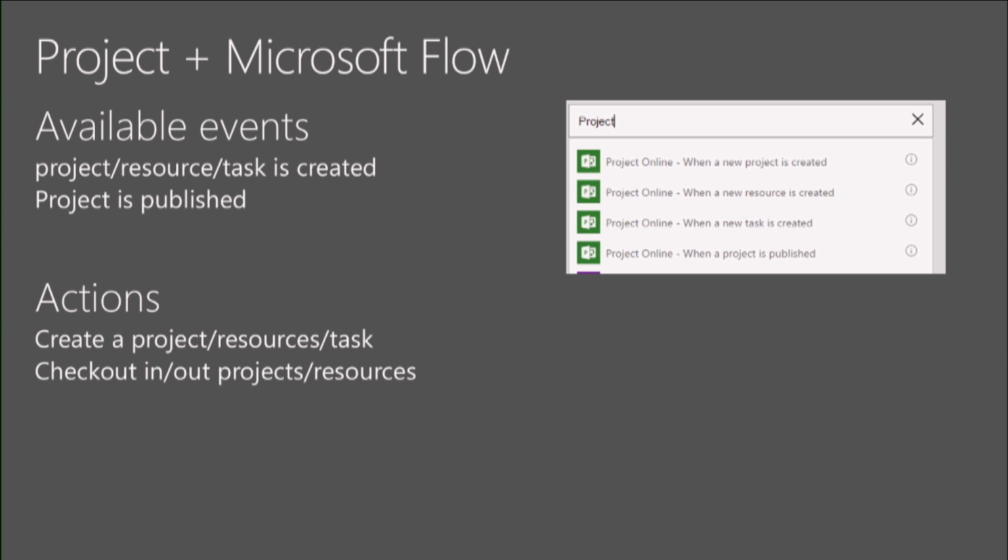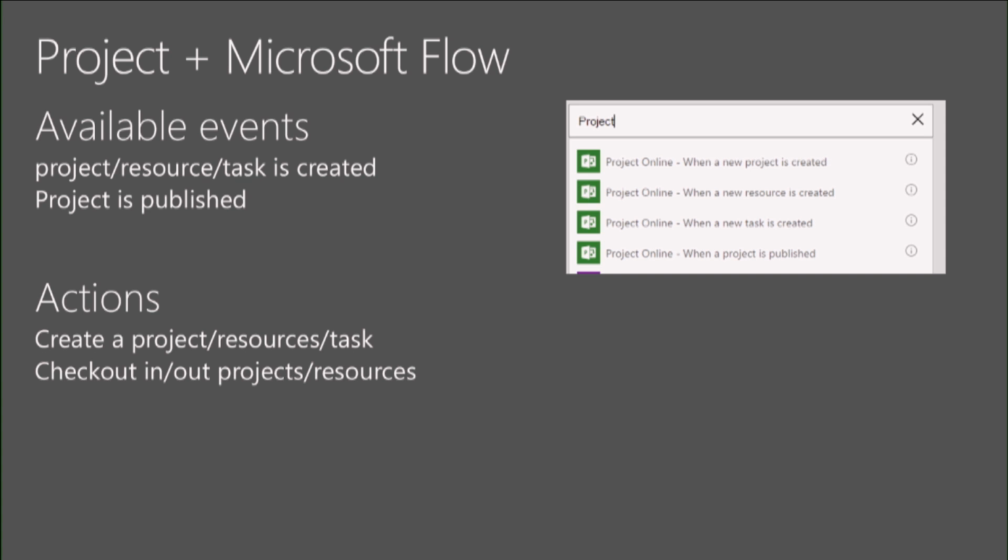So project in Microsoft Flow, what we have available for someone to consume is we can let Flow know when a project, a resource, or a task has been created. And we'll also let Flow know when a project is published. And I took a little snippet there, and we'll create one quickly in a few minutes. But these are the events that can kick off a flow. And then you could obviously look at what actions you want to happen.